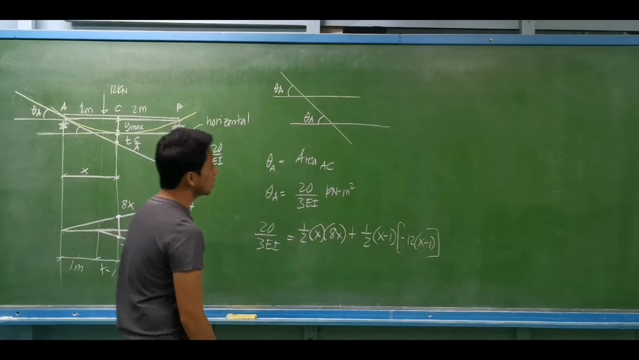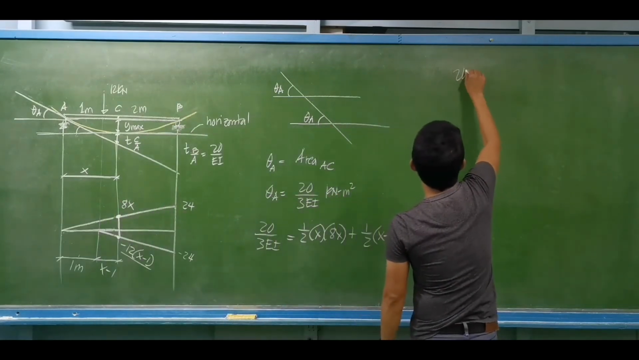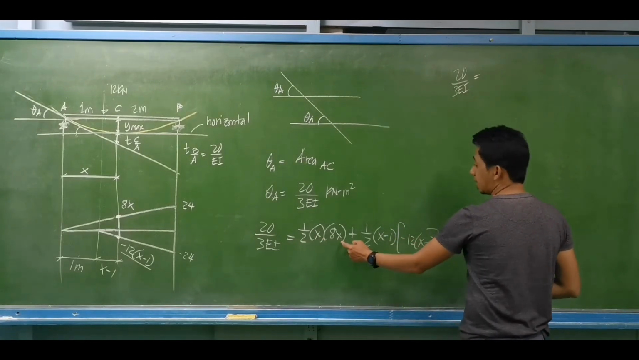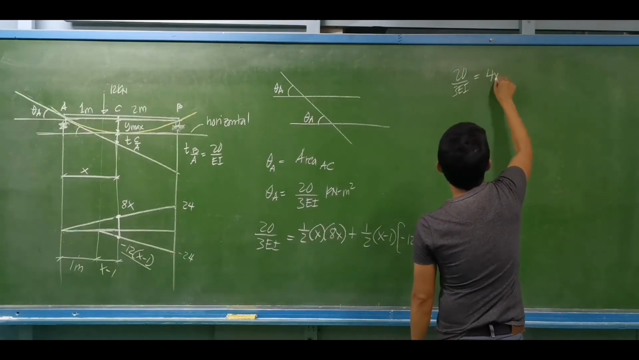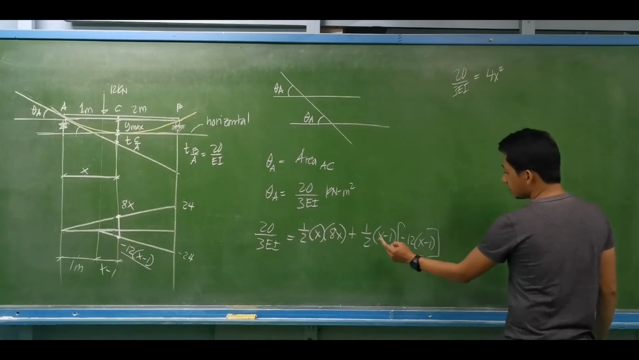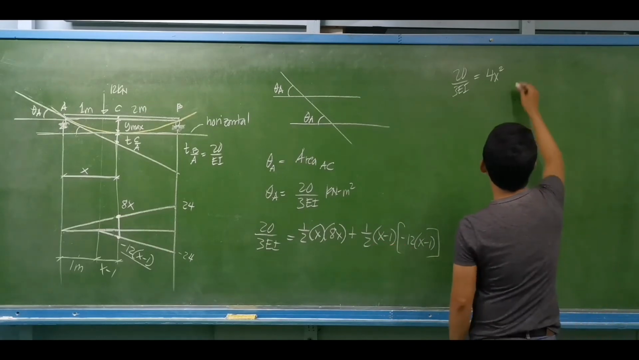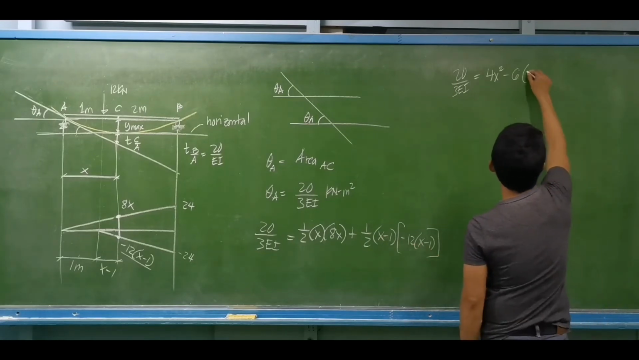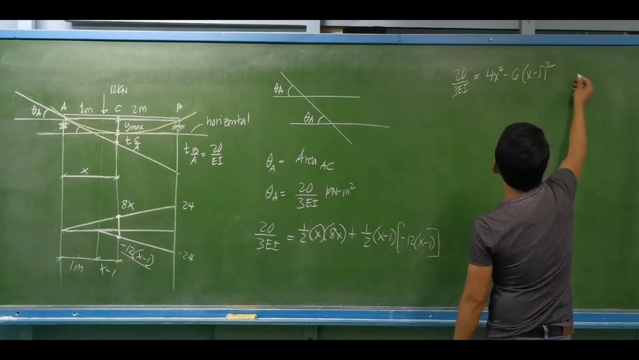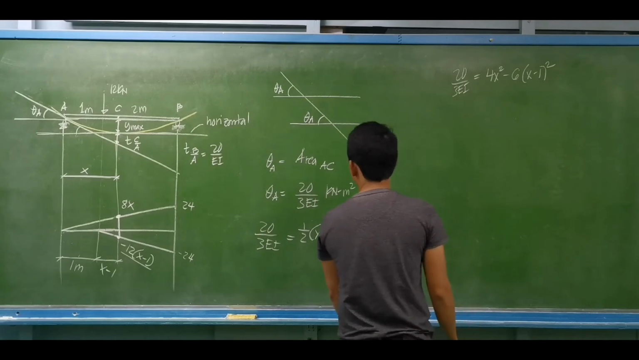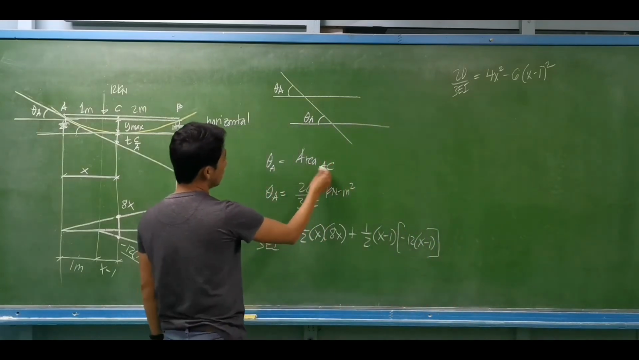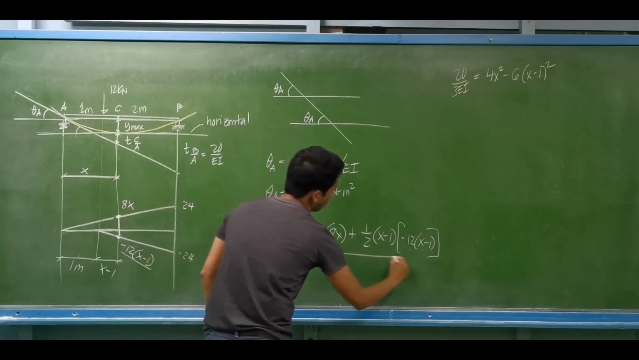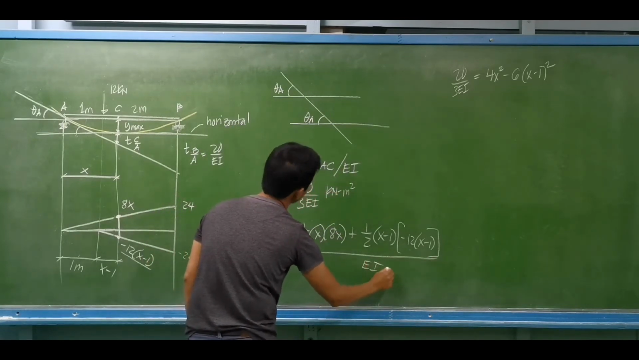Okay, so let us simplify. This is 20 divided by 3 EI is equal to 1/2 of x, 8x is 4x squared. Then we have 1/2 of 12 is negative 6 multiplied by x minus 1, this is x minus 1 squared. Okay, sorry, this is supposedly over EI. Hindi ko naman nailagay yan. So this is all over EI.